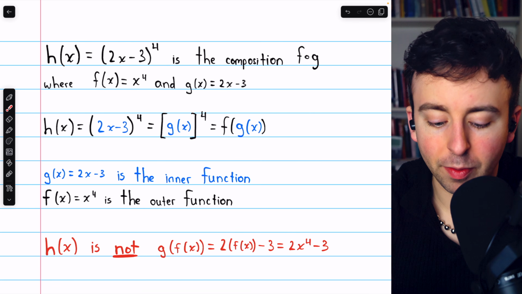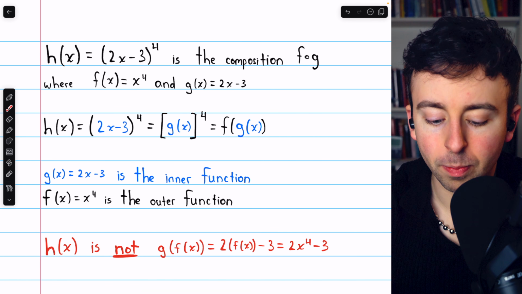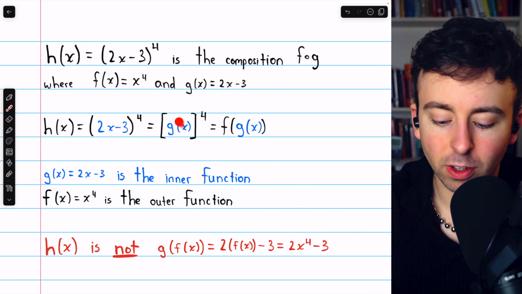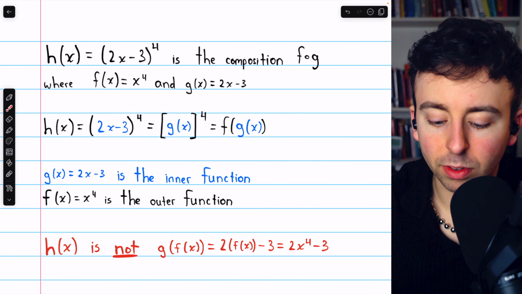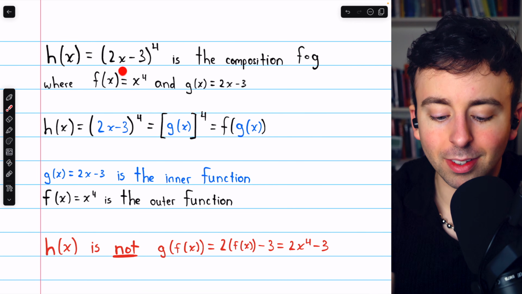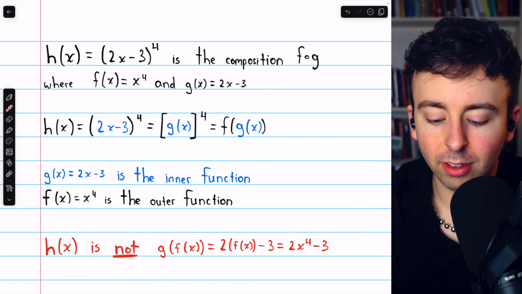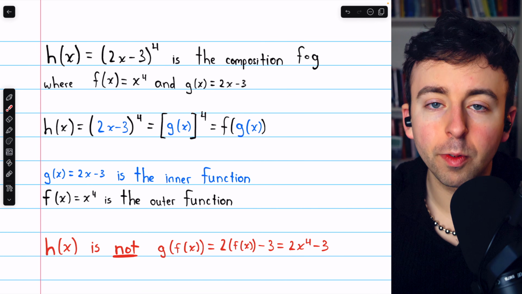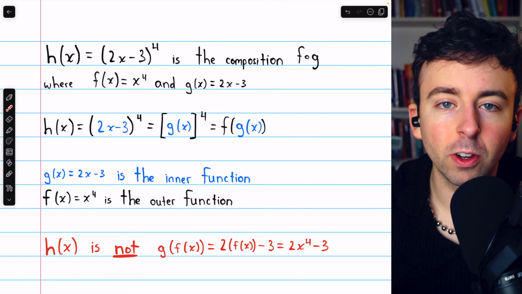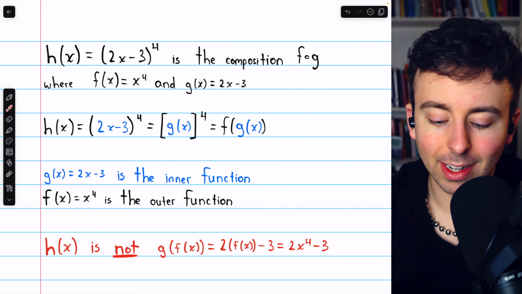h of x, by definition, is (2x minus 3) to the 4. But 2x minus 3, there in parentheses, that's the inside function, g of x. So then this equals g of x to the 4. But a thing to the power of 4 is precisely what f of x does. So in fact, this is f of g of x. Again, g of x we call the inner function, f of x is the outer function. g of x is plugged in to f.